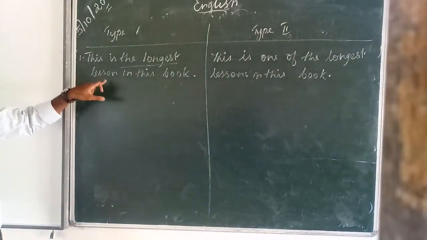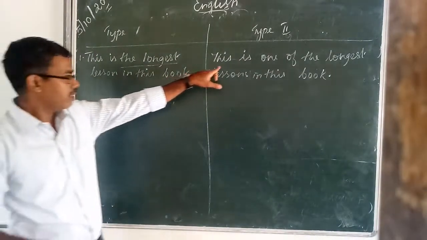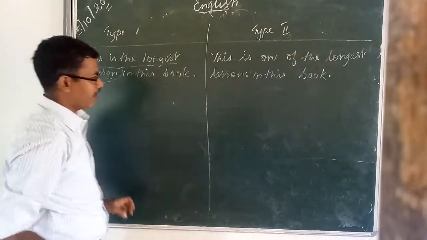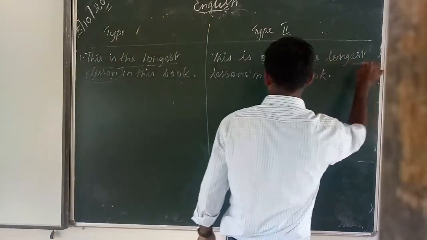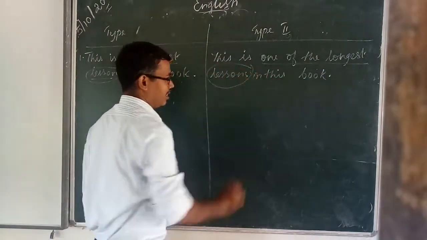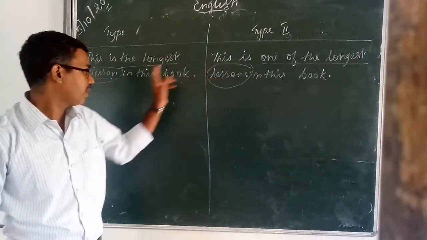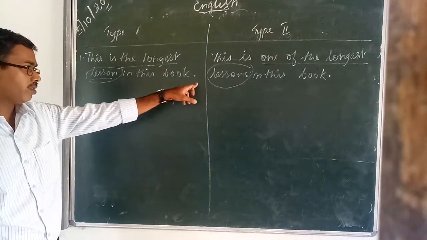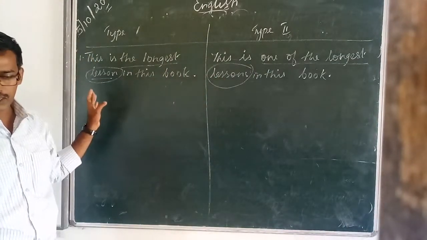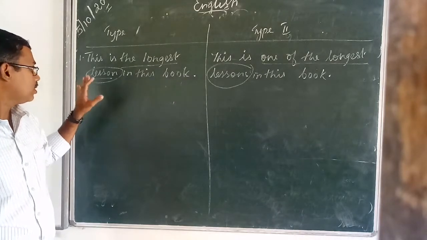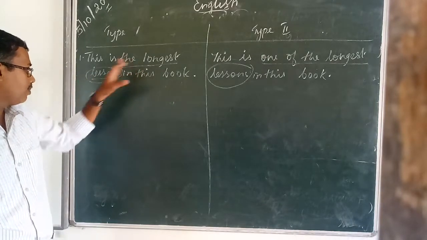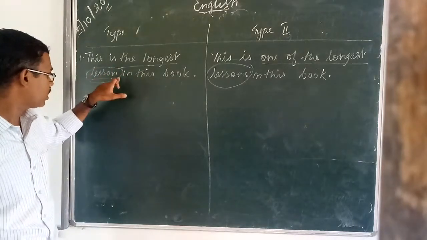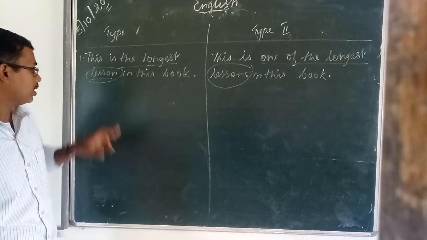this is the longest lesson in this book. Here, longest lesson. Here, one of the longest lessons. This is the importance. This is the difference between the first type and the second type. You should keep it in mind when it comes in the error spotting question. Find out the error. Some mistakes will be given, like this is the longest lessons in this book. You have to strike it and write lesson.